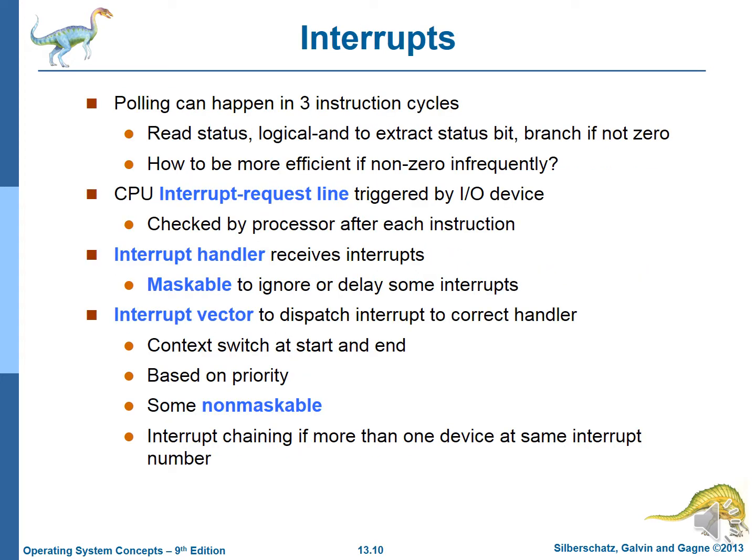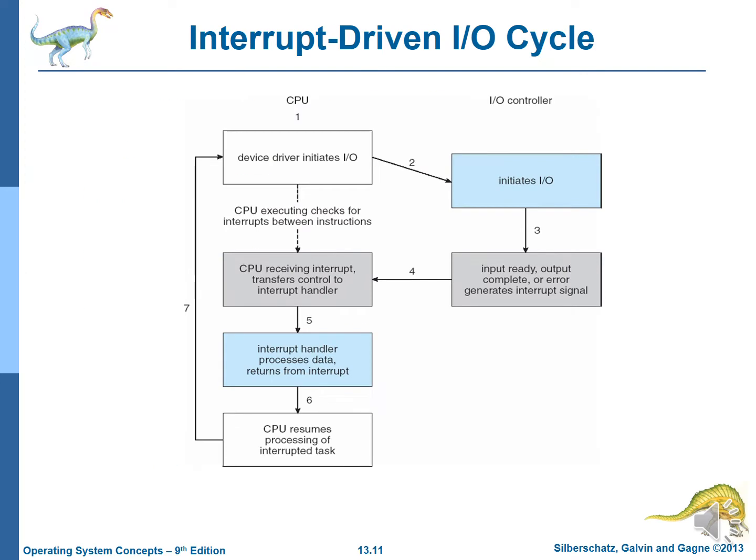Interrupts. Instead of polling we have an interrupt and an interrupt handler. The CPU has an interrupt request line triggered by IO devices, and the interrupt handler receives the request. Interrupts may be maskable or non-maskable. A maskable interrupt can be ignored or delayed, while some are non-maskable and you have to service them immediately.